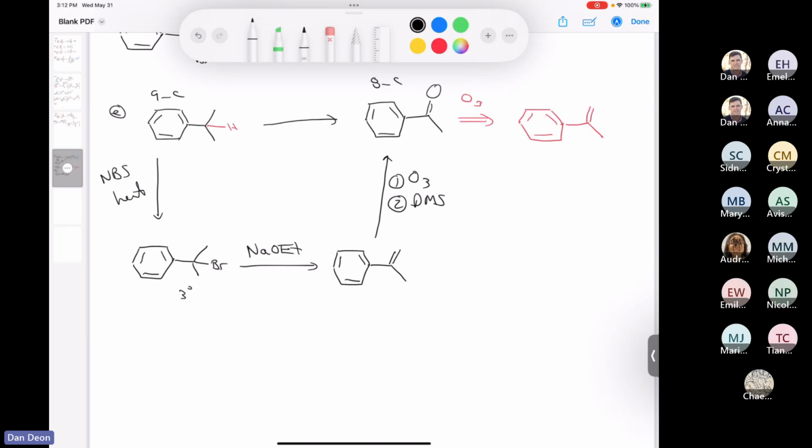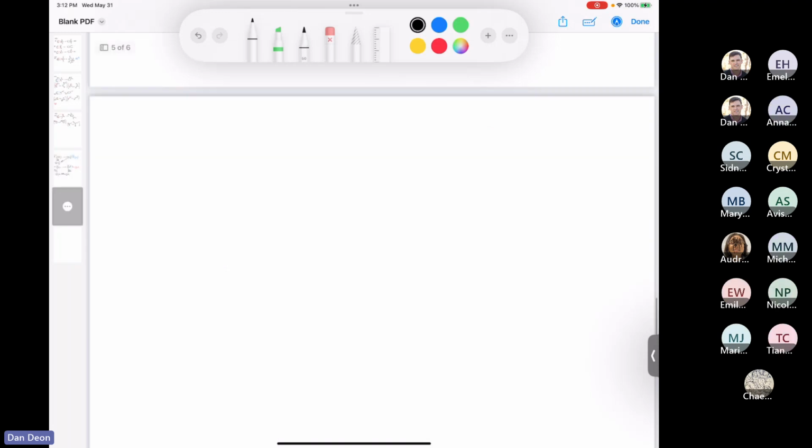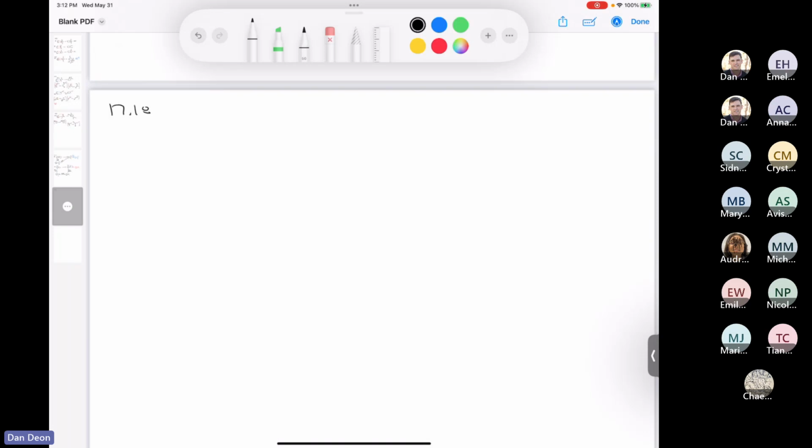Let's try one more that's not on the slides. Let's just try one more. This is 17.18 F. I thought this one was really interesting. If we want to take ethylbenzene, this compound, and we want to convert it to an alcohol, looks like this. 1, 2, 3, 4. So 1, 2, 3, 4. And then we have our hydroxyl here, like this.